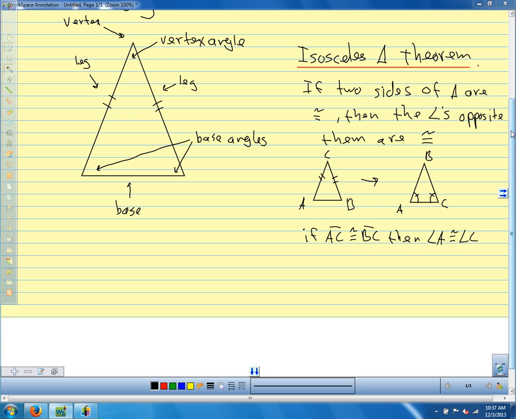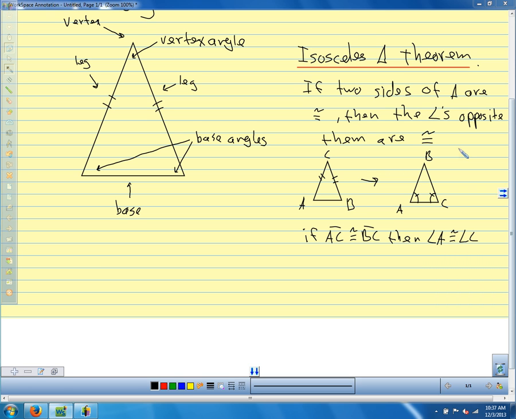And it turns out that the converse of the isosceles triangle theorem is true also. So if our theorem says if two sides of a triangle are congruent, then the angles opposite them are congruent, what would the converse of that be? How do we make a converse? So converse, what do we do to make the converse? Flip it around. That's right.